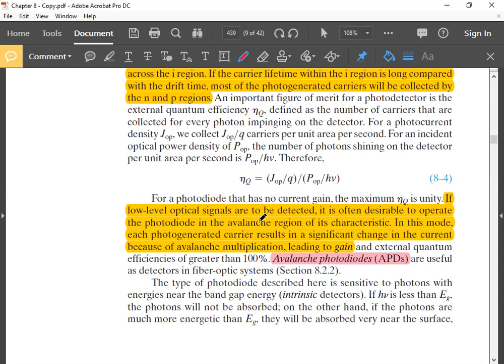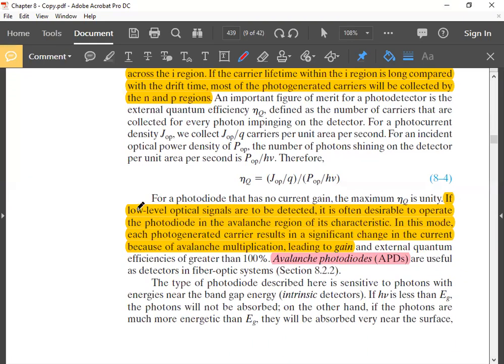So even a small number of photo-generated carriers can create a large number of total carriers through this avalanche multiplication, and the total current may be large. So this is useful for detecting very low levels of optical signals.